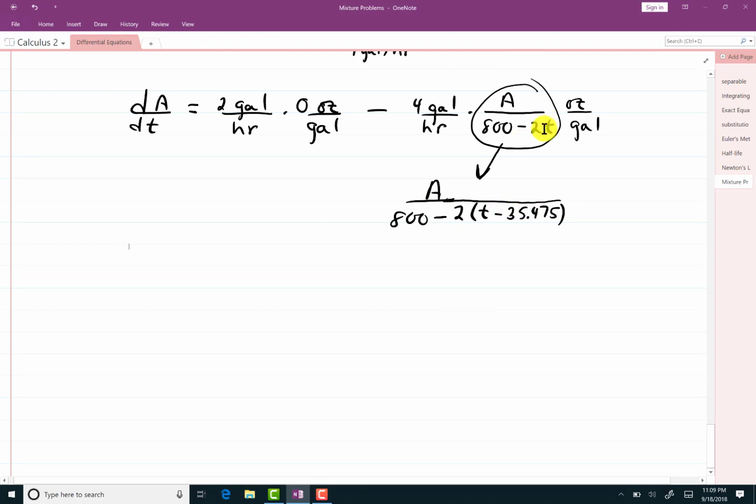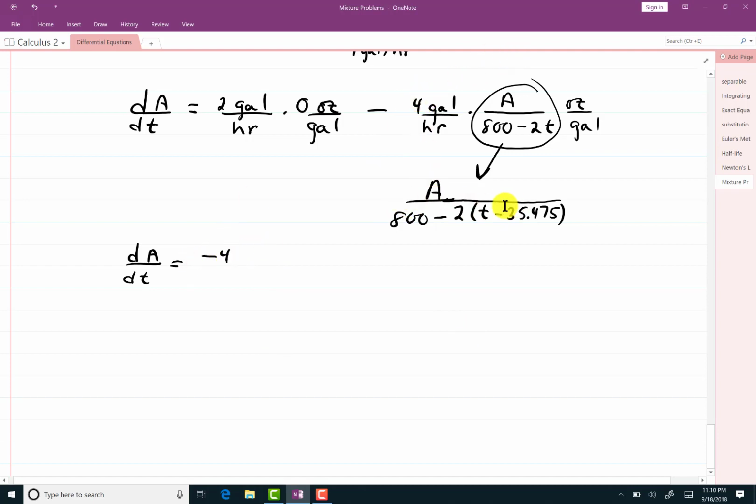If T were measured at the beginning, that's a different story, but T will only start at 35.475. So when T equals that number, this piece zeroes out. I have A over 800 like before. So dA over dt, the first part is 0. The second part, then, I'll get negative 4. That's this piece right here.